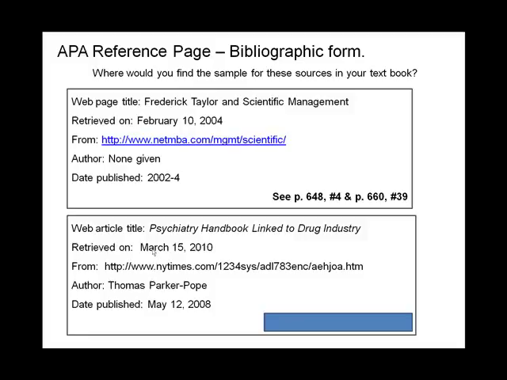Okay, if you've come up with your answer and you started the slideshow again, then let's take a look at where you would look in your Hacker and Sommer's textbook. And you would look on page 657, number 32, and that gives you an example of what to do when you find an article in an online archive from a newspaper.